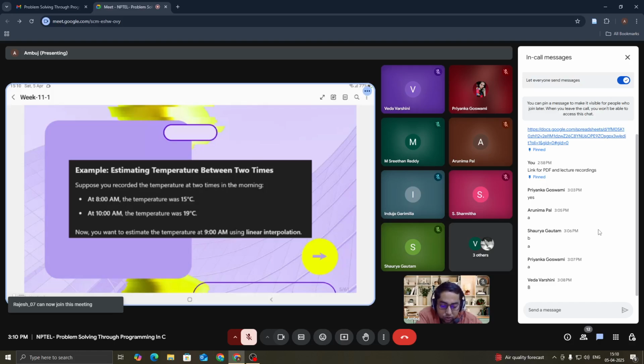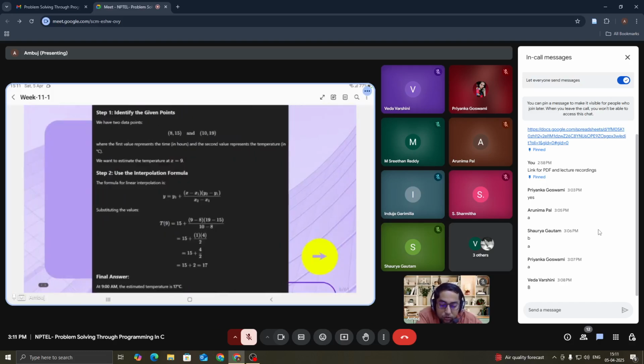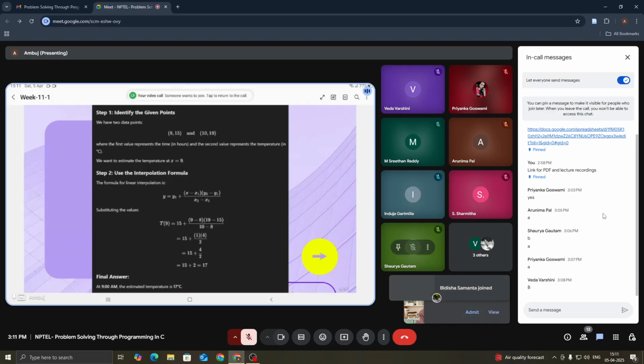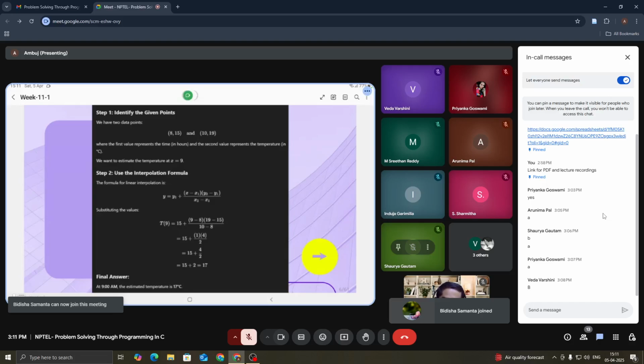Okay, so here I am estimating the temperature at 9 a.m. using linear interpolation. How will I do it? First of all, I have two different axes: Y is the temperature, X is the time. Keep this in mind. Then two different data points are there, x and y.